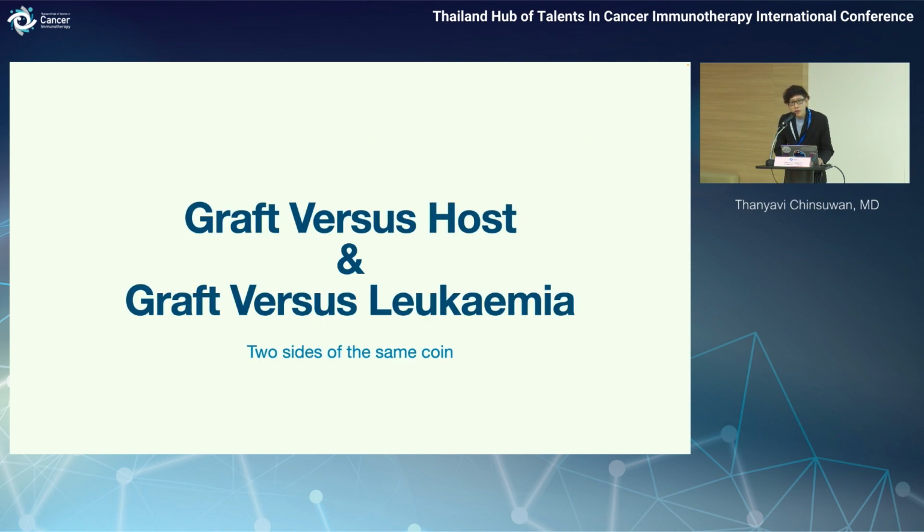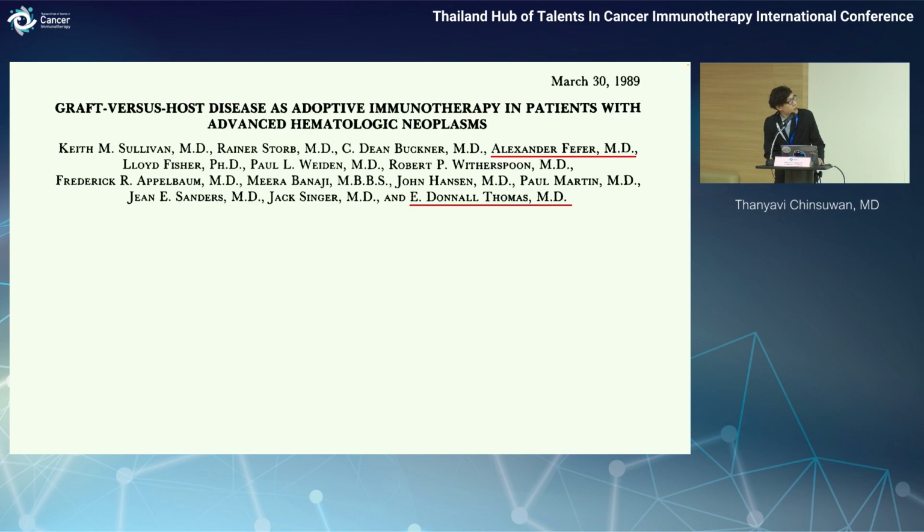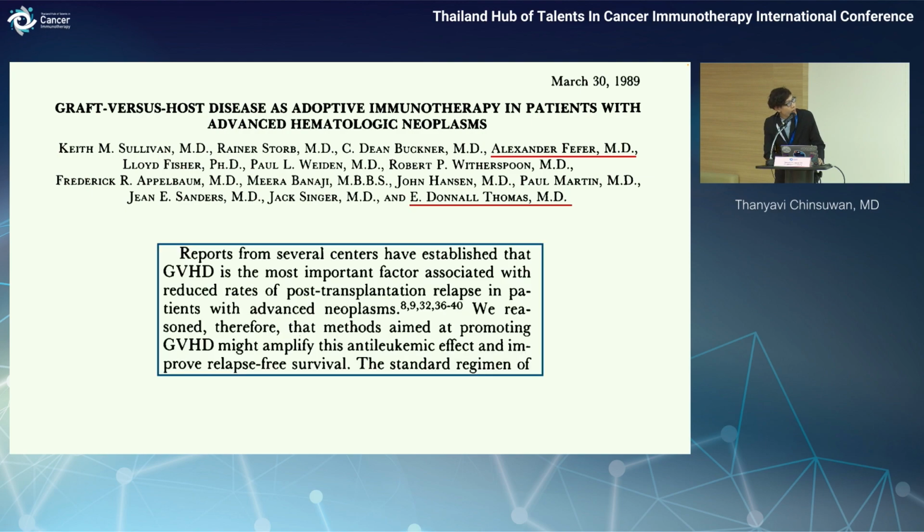So they soon realized that GVHD and graft versus leukemia are basically two sides of the same coin. In 1989, they tried to intentionally promote GVHD in order to better suppress leukemia. Back in the day, this was known as Buffy coat infusion, and it is now known as donor lymphocyte infusion.